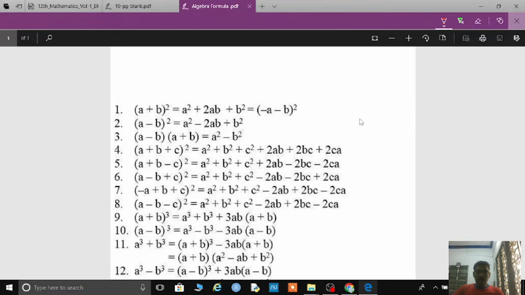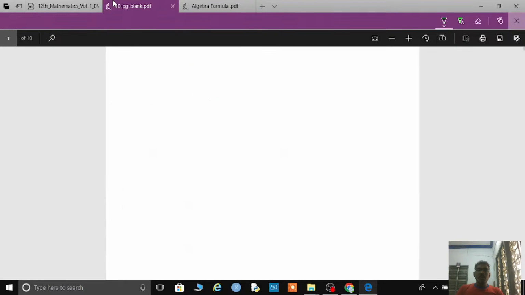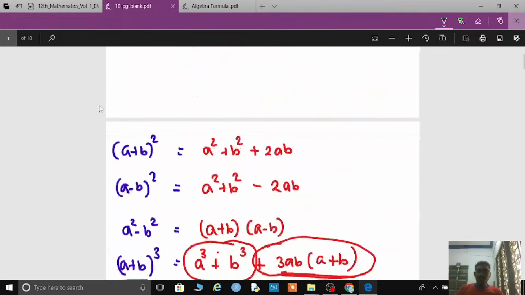The a plus b the whole square is nothing but a square plus 2ab plus b square. The other form of a plus b the whole square is minus a minus b the whole square. So if we replace a plus b the whole square, we can also rewrite it as minus a minus b the whole square. Okay, I hope you have doubts on this topic.